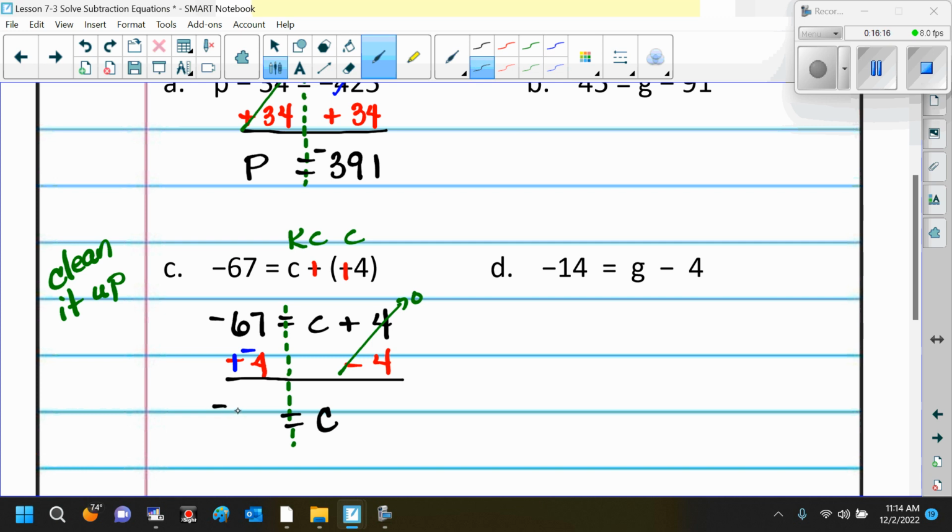Negative, no, 71. Is everybody clear? All right.